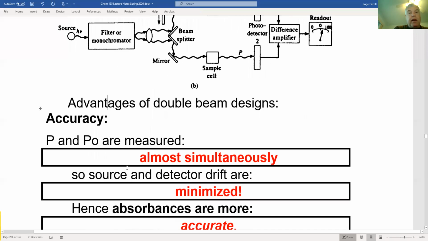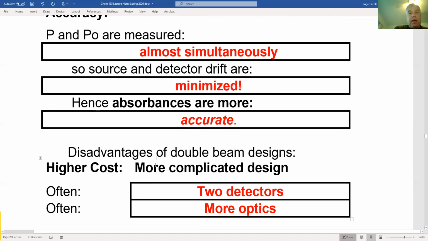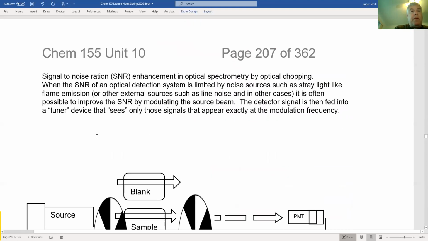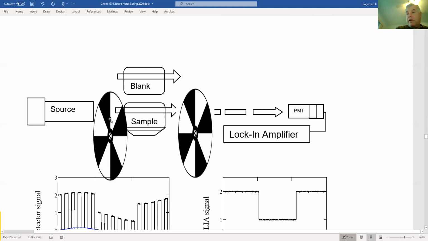So these are advantageous because they're almost simultaneous and they're more accurate, but they're a little bit more complicated. They may require two detectors, or they might require some chopping optics. Now the chopping approach to combining beams uses a set of spinning mirrors here. What they do, I mean, it seems a little antiquated, but it still works well, and it's a way of modulating the signal from the source so that you can compensate for drift and also lock onto the signal very accurately.